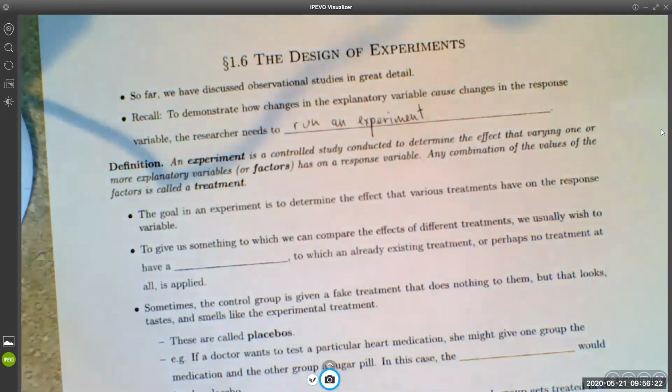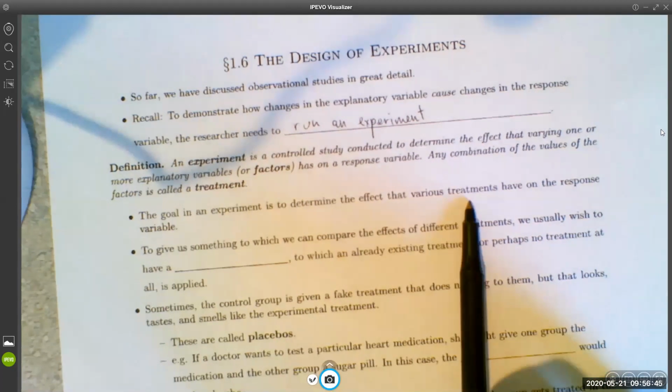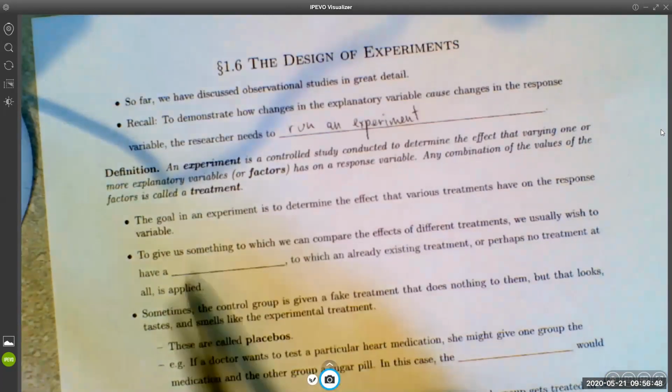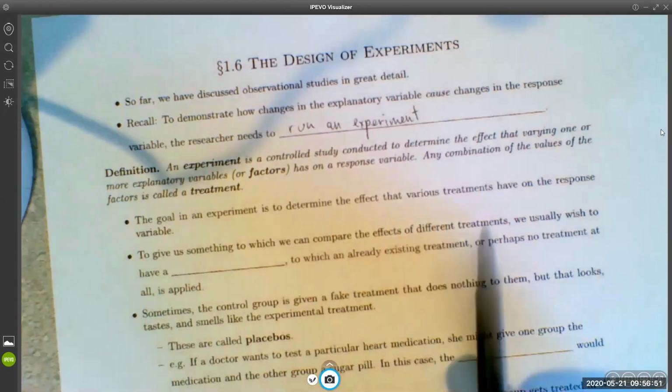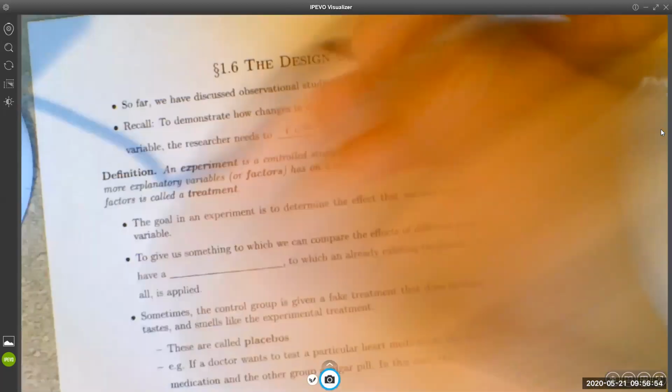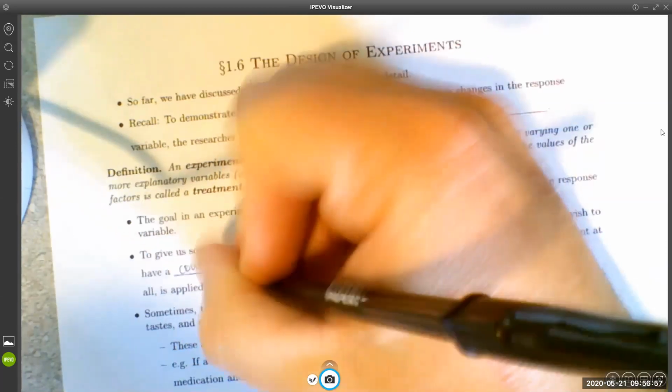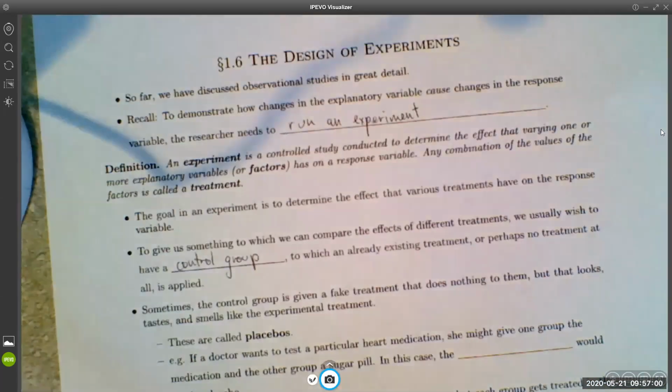Each of these different groups is getting a different treatment, right? There are multiple factors, multiple explanatory variables involved, but each different combination of those factors is called a treatment, right? So they're all receiving different treatments. The goal in an experiment is to determine the effect that various treatments have on the response variable. To give us something to which we can compare the effects of different treatments, we usually wish to have a control group, to which an already existing treatment or perhaps no treatment at all is applied.